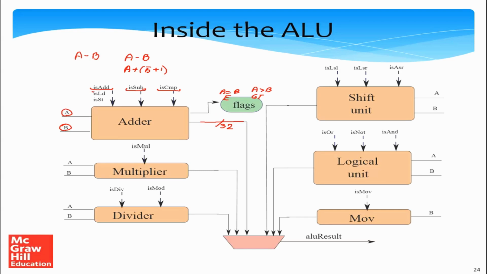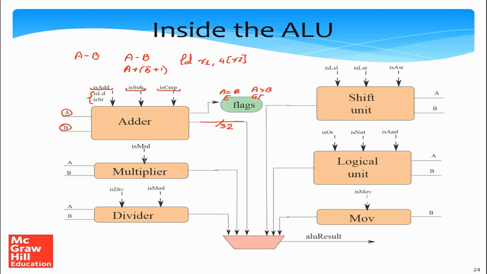Also, loads and stores use the adder, and that is basically to add the offset to the base register. For example, we have an instruction of this type, load r1, 4 r2. In this case, the memory address is essentially the contents of r2 plus 4. So that is exactly what is done over here in the adder to compute the address of loads and stores.